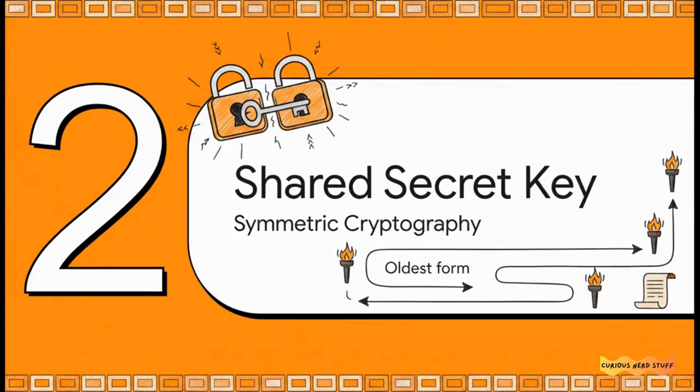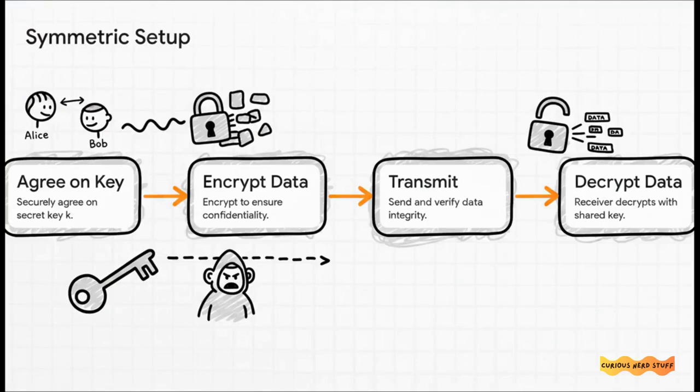Okay, so we've got the vocabulary down. Let's move on to our first major tool, the shared secret key, also known as symmetric cryptography. This is the oldest and historically the most common form of encryption out there. Let's say Alice wants to talk to Bob using a symmetric setup. They have to follow 4 specific steps. Step 1, they have to securely agree on a single shared key, K. They both need the exact same key.